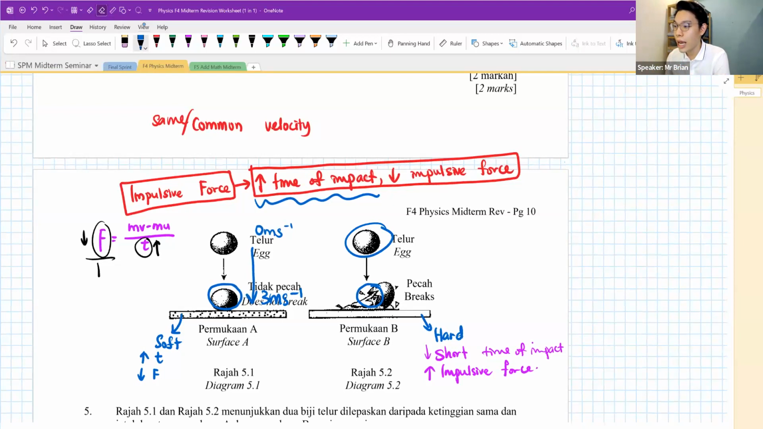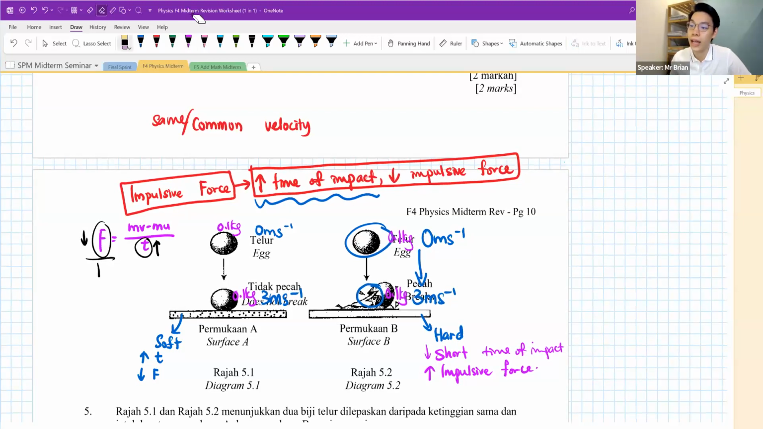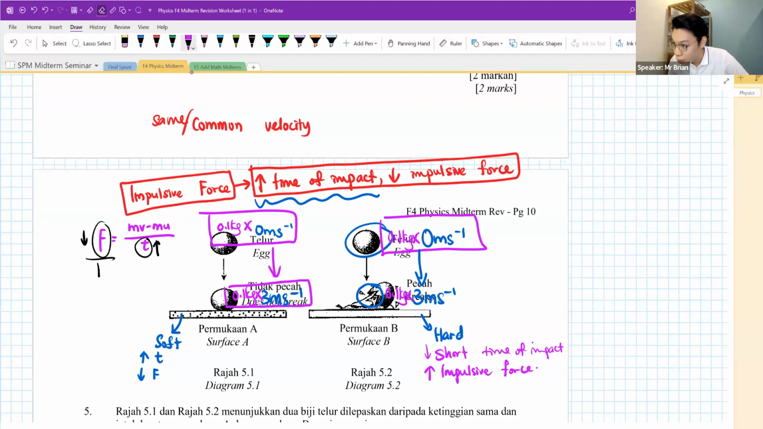So same for this situation. At first, the egg is 0 meters per second. You let it drop from the same height, and then it will speed up, speed up, speed up. It will accelerate, and then it will become this speed, let's say. The change in the speed is the same. And also, let's say the egg is 0.1 kg. I simply put this value just to make it easy. So if you take the momentum of this, mass times velocity, and you take the momentum here, mass times velocity, do you think the momentum got changed or not?